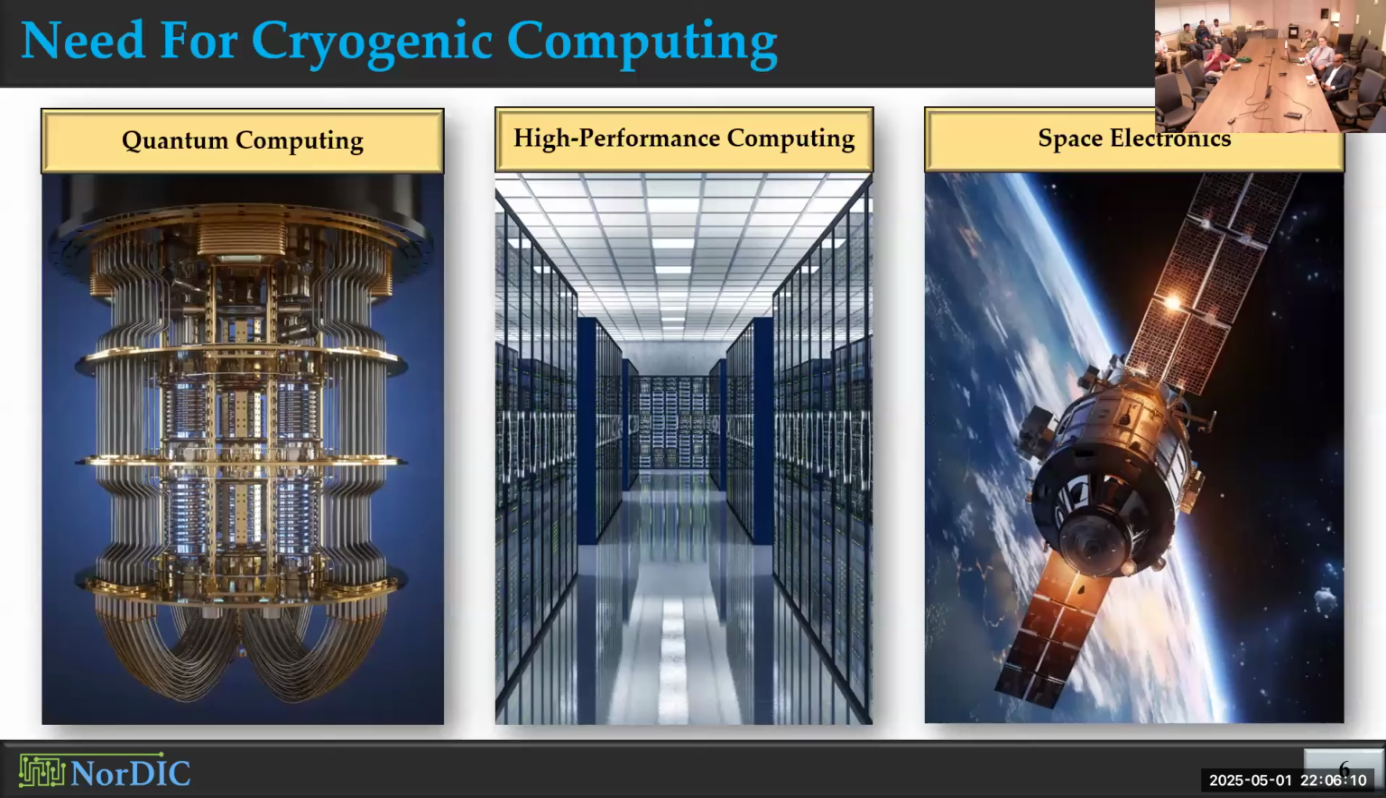Can I ask, what do you mean by energy improvement? Because you need energy to bring the temperature down. Yes, but I'll show in one of the next slides. Even with cooling cost considered, people have reported that with superconducting electronics, we can get close to 100 times better energy efficiency compared to the 7 nanometer CMOS technology, which is one of the most advanced versions. So that number that you showed includes the cooling cost? Yeah.